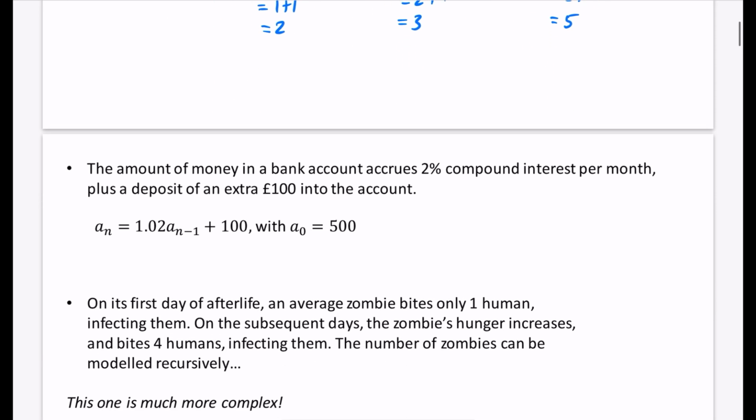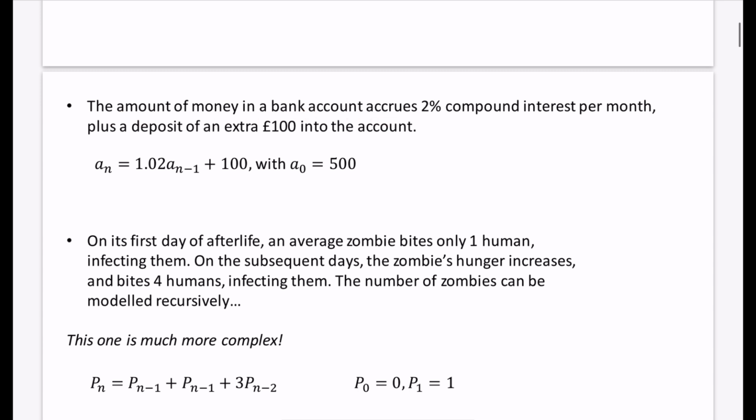Okay, what about this one? We've now got the amount of money in a bank account accrues 2% compound interest per month, plus a deposit of an extra £100 into the account.